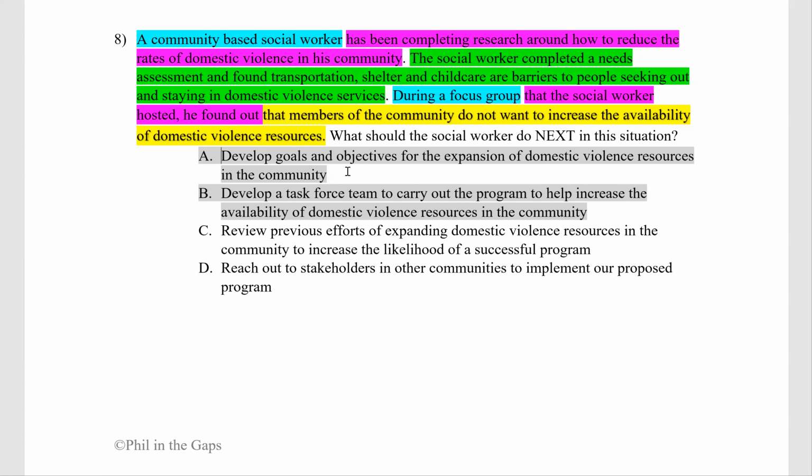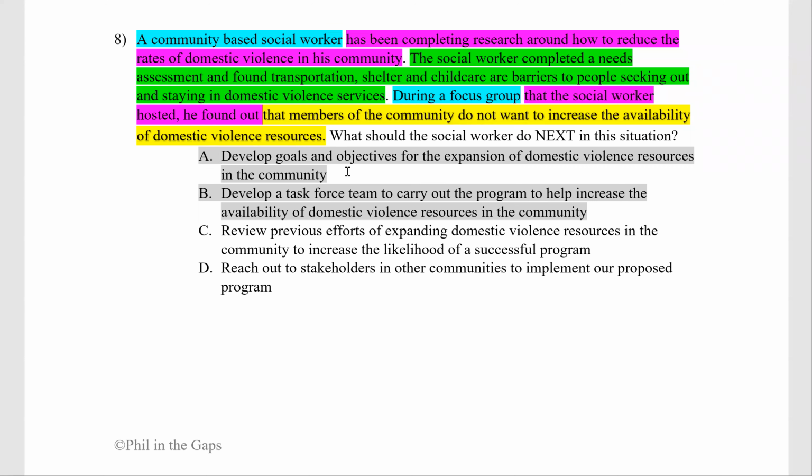And if we're not able to develop the goals and objectives because the community's like, we don't want this, we're not going to force something down and say, yup, you guys need this. I know what's best for you based on my research. Again, we have to shut it down if we do not have it.